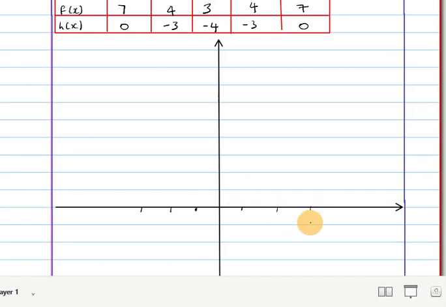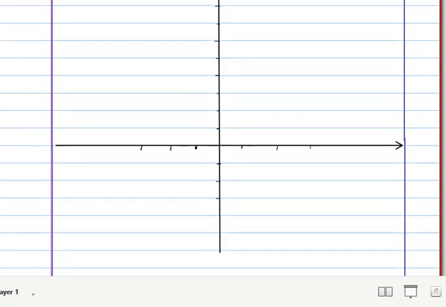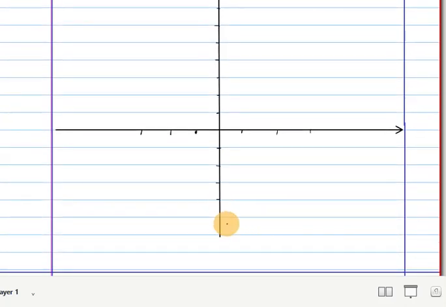Let's say 1, 2, 3, 4, 5, 6, 7, 8. Then -1, -2, -3, -4 and -5. It's not necessary here, but it's -1, -2, -3, -4, -5. Here it's 1, 2, and 3.